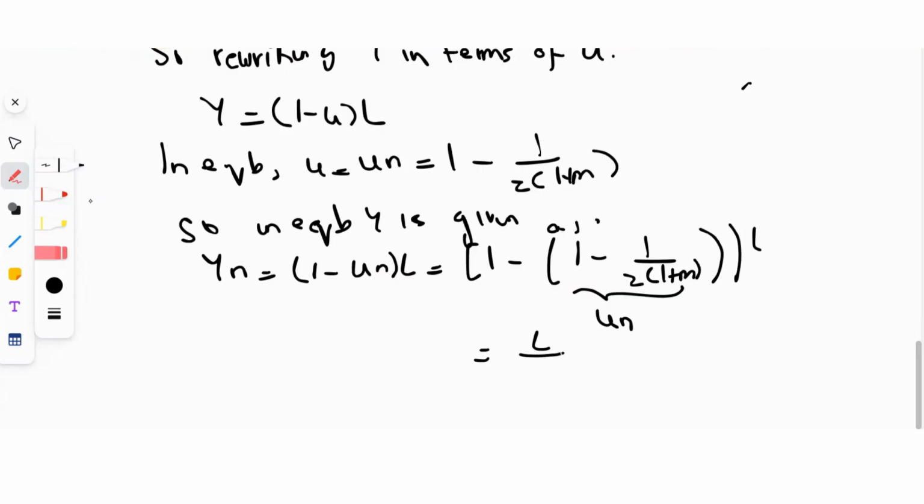So if you just simplify, this turns out to be the equilibrium value, right? Because we know y is (1 minus u) L. So if I plug in the equilibrium value u is equal to un, we get the equilibrium value of y. So this is how we can find the equilibrium unemployment rate, equilibrium real wage, and equilibrium level of output.